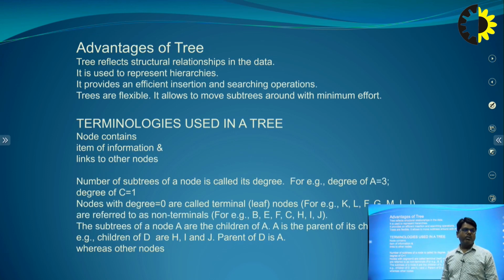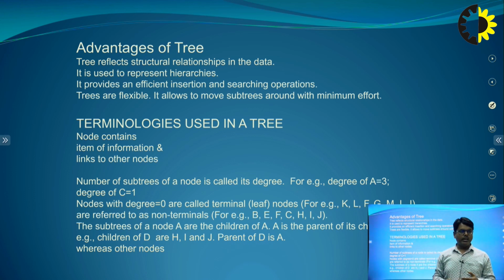Now we will understand what the advantages of a tree are, why this has been introduced as a data structure in the data structure subject. The tree reflects structural relationships in the data. That means structural means what? How a parent node, subtree, a forest or a single leaf is connected or related with each other. That is the advantage of the tree. This is how we can maintain a hierarchy and understand at different levels what data is present in that particular tree or database.